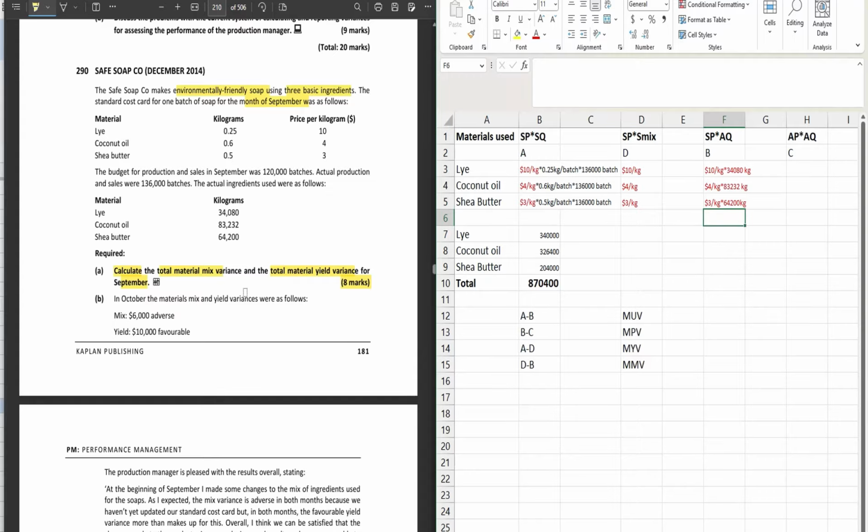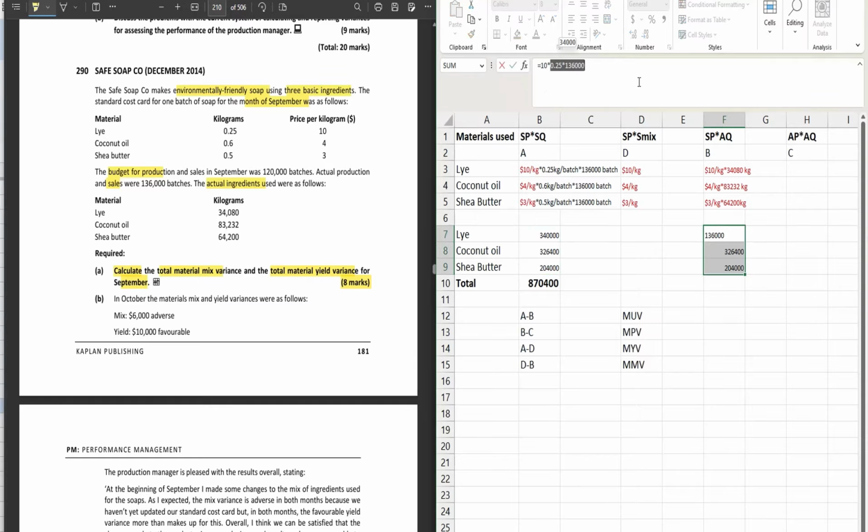See, at the start of the question they provide the standard cost card, and they also provide the budgeted production and actual sales figure for the month of September, and also they provided the actual ingredient. This much is the information that has been provided for part A of the calculation. So we are done with this as well. So let's do calculation for this.